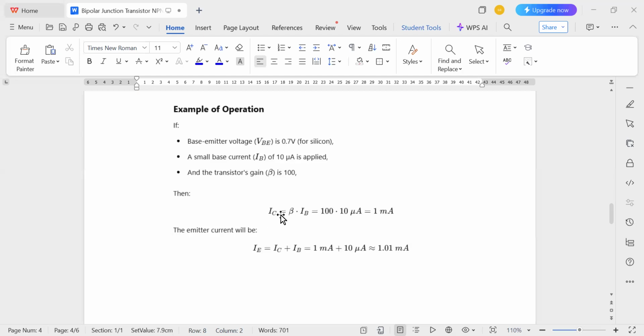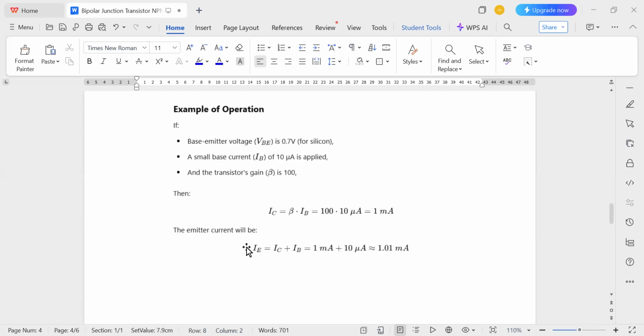From this, we find IC is equal to beta into IB. Beta is given as 100, and IB is given as 10 microamps. 100 into 10 is 1000 microamps. Micro means 10 to the power of minus 6, so 1000 into 10 to the power of minus 6 is 1 milliamp.